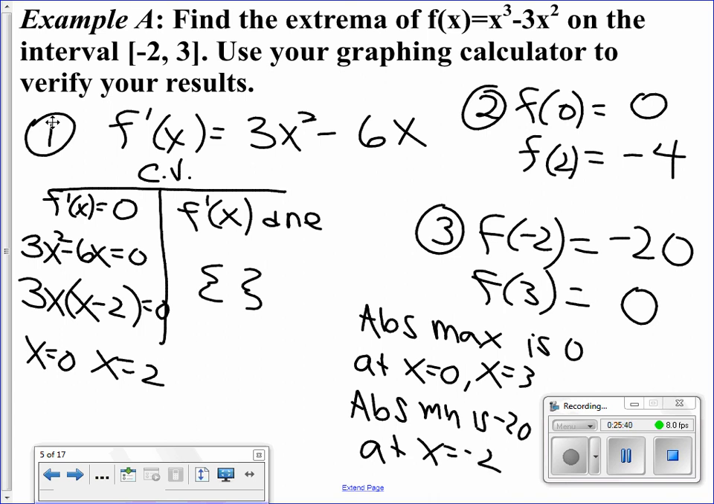Now, I wonder if this is right. We did this all without a calculator. Let's put this into the calculator and graph it. When we set our window, I already know x min should be negative 2 and x max should be 3. Y min, just some number less than 0 so you can see it. Oh no, less than negative 20, I'm sorry. And y max, a number a little greater than 0.